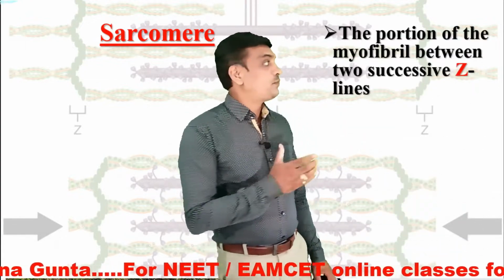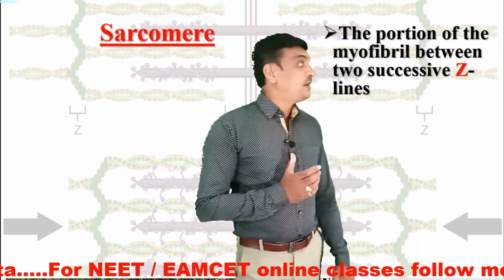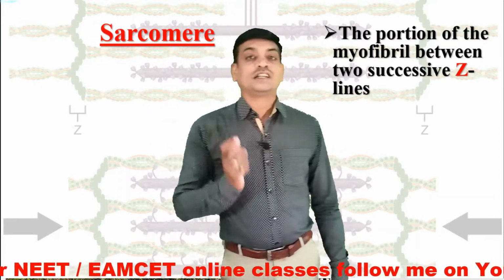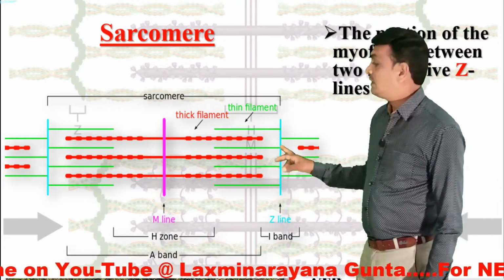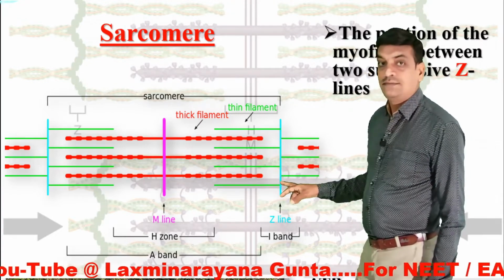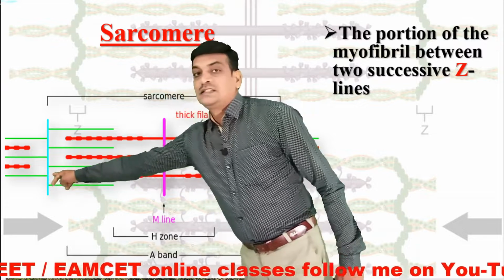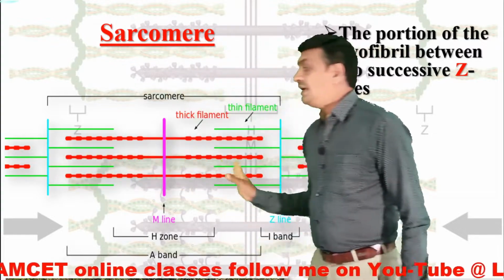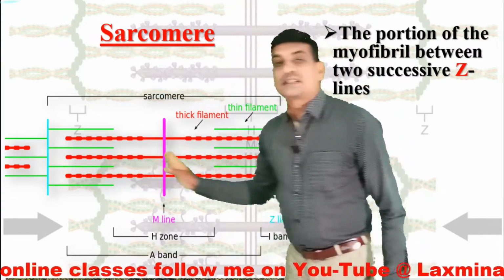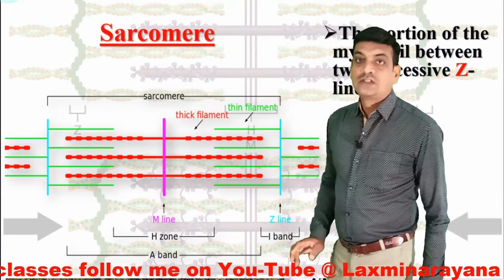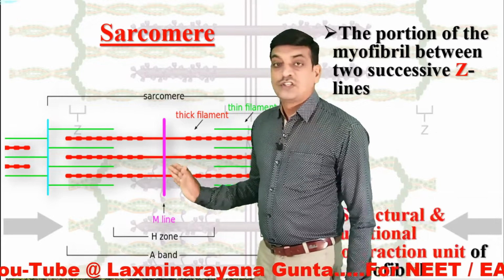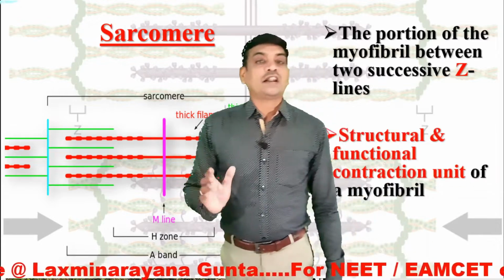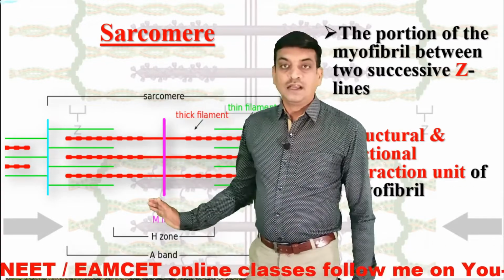Sarcomere is the portion of the myofibril between two successive Z lines. Here in this diagram you can observe this one is a Z line and this one is another Z line. The area present between two successive Z lines is called as sarcomere. This sarcomere is the structural and functional contraction unit of a myofibril.